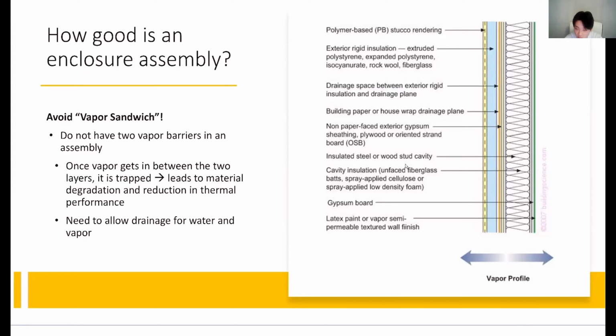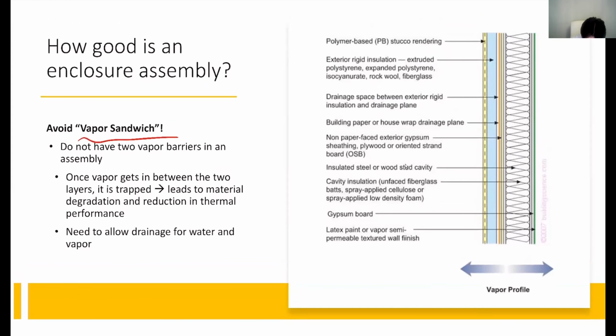So once the vapor gets in, it has nowhere to dry out to the outside world. And then the vapor just stays inside the assembly, degrading that assembly element or dampening that insulation material, making the insulation ineffective. So we don't want to have vapor sandwiching. This is very important.